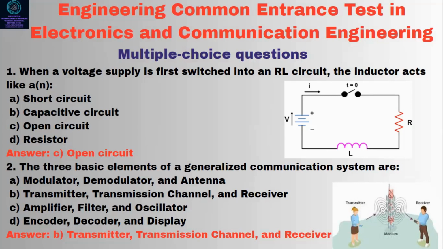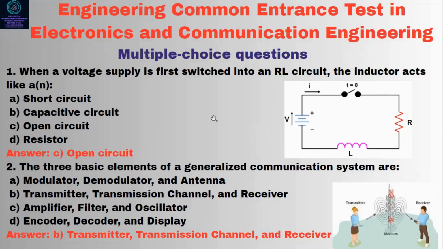So question number 2, the three basic elements of a generalized communication system are what? We have already studied this in the last videos, you can refer to them. The correct answer is transmitter, transmission channel, and receiver. The medium in which the information travels, we call the transmission channel. The transmitter sends the information, the energy which is to be transferred. The receiver is the side where the energy transmitted through the medium has to be received. So the correct answer is transmitter, transmission channel, and receiver.